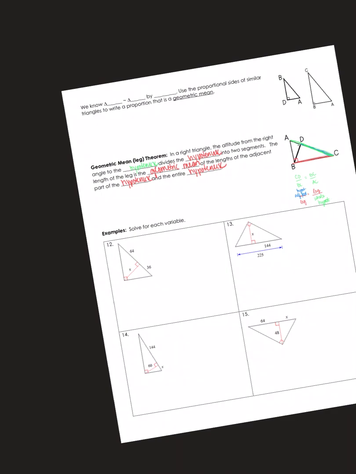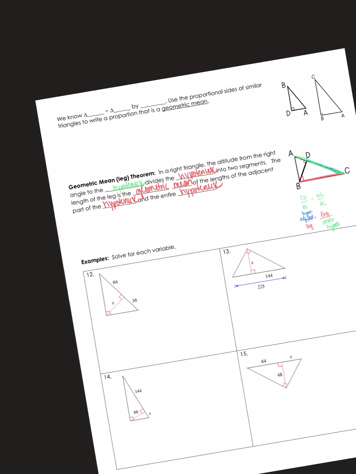Okay, so again, just to make that a little bit larger and a little bit more clear, the leg is the geometric mean, so BC. And then in the extremes position, we put the part of the hypotenuse that touches and the whole hypotenuse. Okay, so it's a portion of the adjacent hypotenuse over the leg equals the leg over the whole hypotenuse.